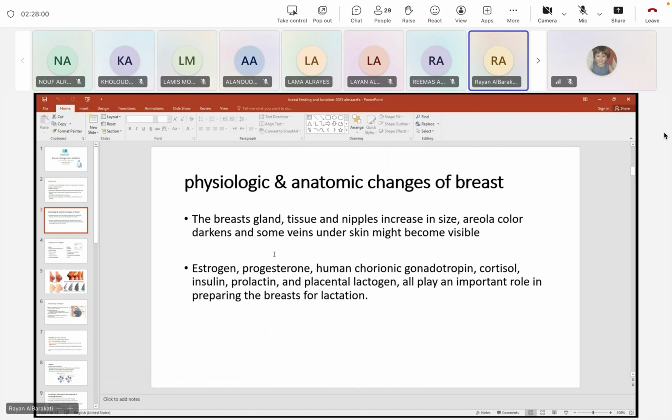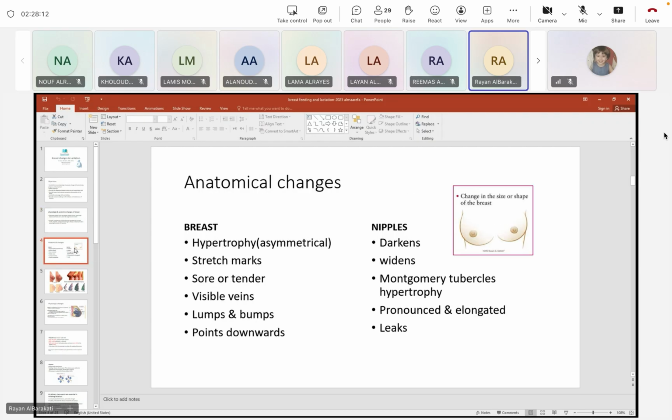Also, estrogen, progesterone, human chorionic gonadotropin, cortisol, insulin, prolactin, and placental lactogen all play important roles in preparing the breast for lactation. So we will have some anatomical changes, and then we'll talk about the hormonal and physiological changes. First, the breasts will hypertrophy, and there are asymmetrical differences. This is normal, but it will be more augmented with the hypertrophy of the breast.